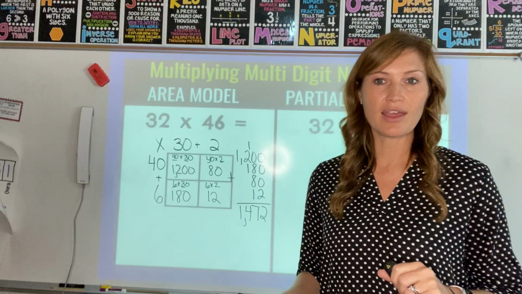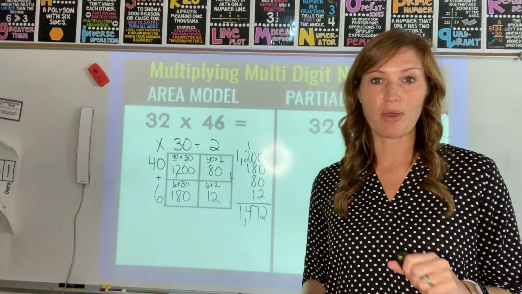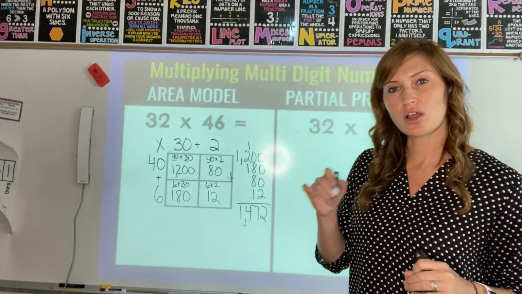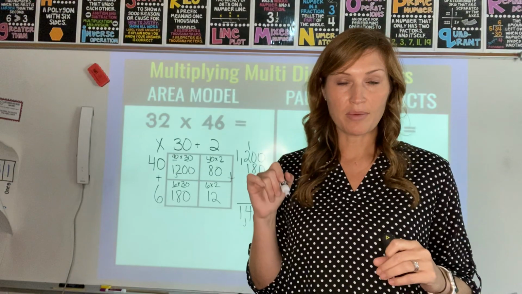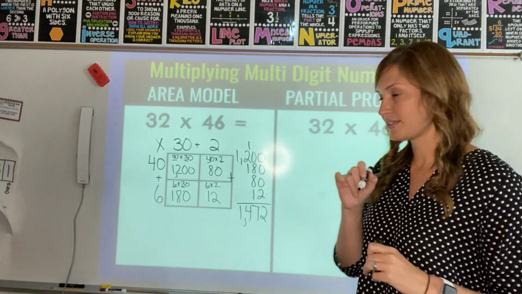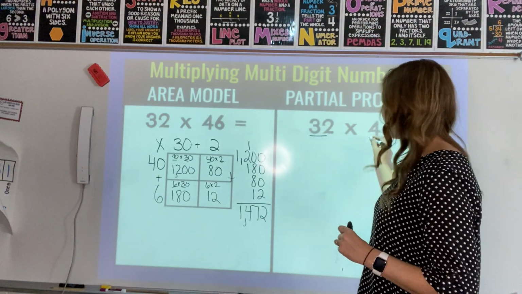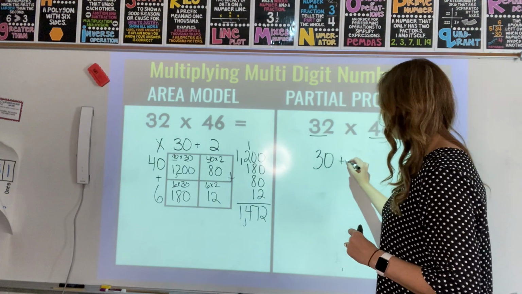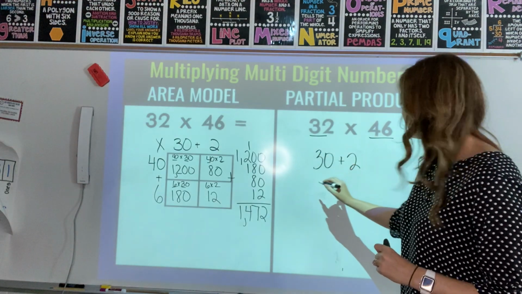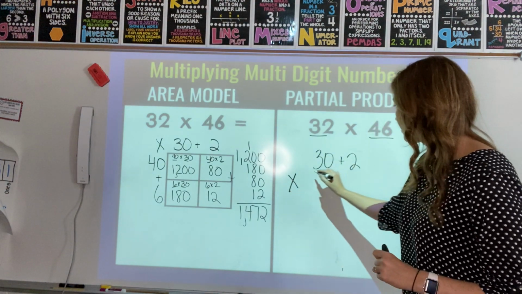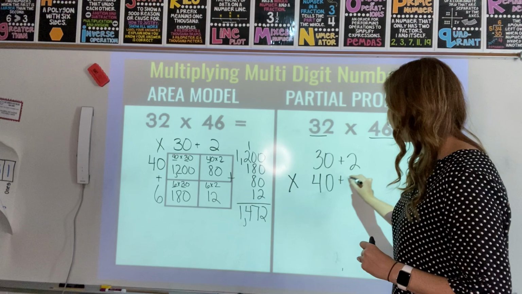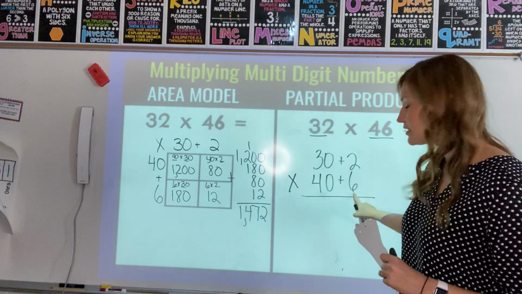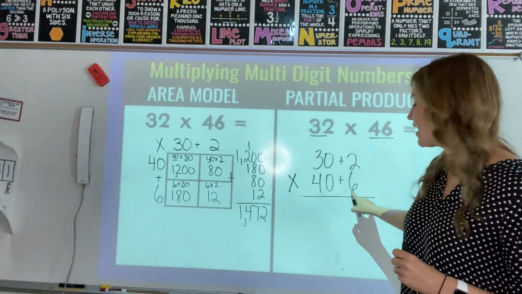Now, one thing that I like to use for this one is a bow tie method. So as we're multiplying, you're going to see that we're going to draw lines to connect the numbers that we multiply to create a bow tie. So let's take a look at that. First off, I'm going to break my numbers down into expanded form. So 30 plus 2 times 40 plus 6.